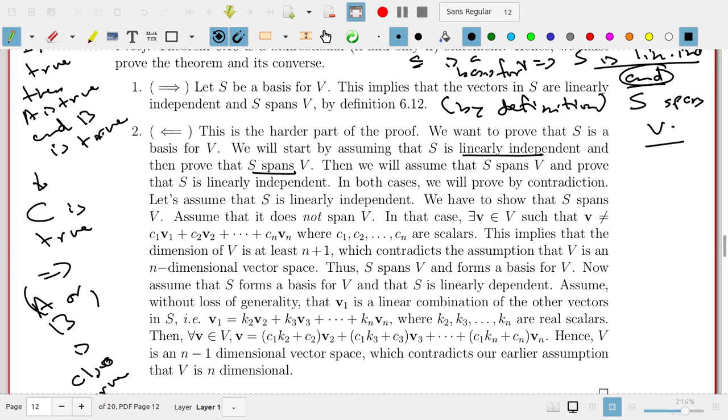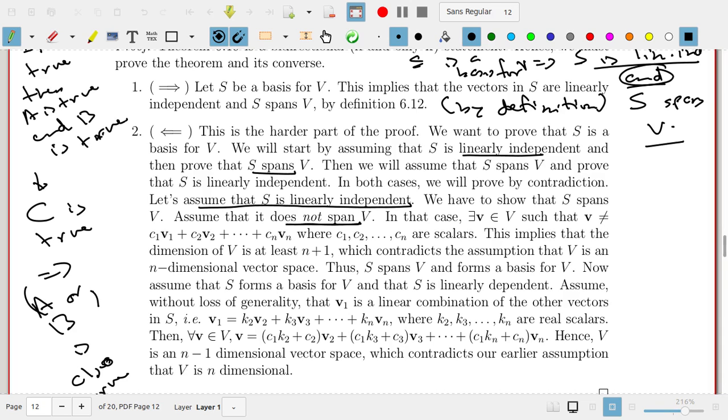Let's say we start with the fact that S is linearly independent. Let's assume that S is linearly independent, so we want to show that S spans V. Now we'll prove this by contradiction. Assume that S does not span V.